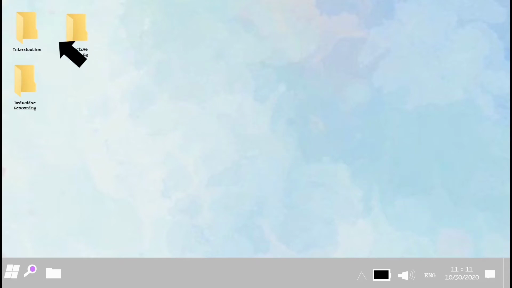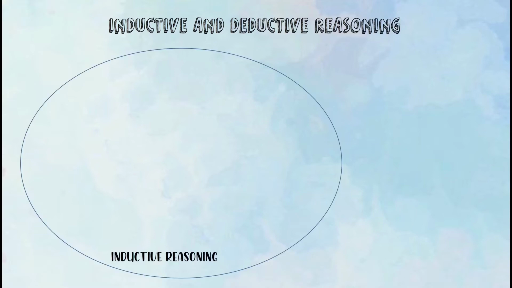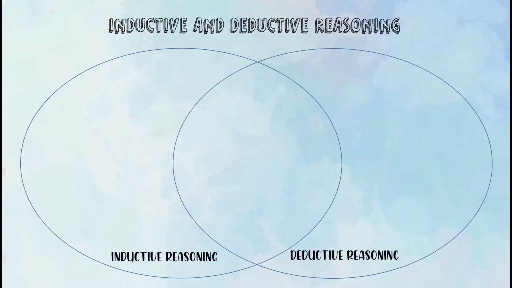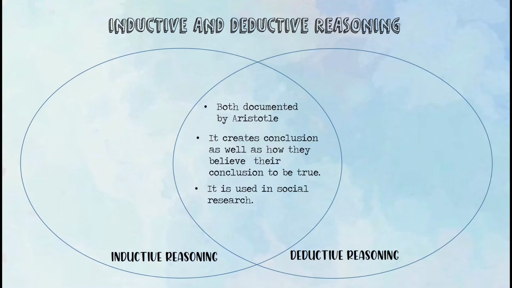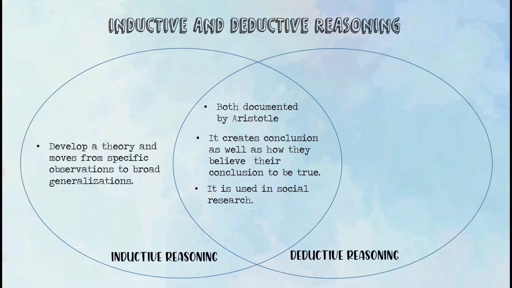Inductive and deductive reasoning. Here's a Venn diagram to explain the similarities and differences of both reasoning. It creates conclusions as well as how they believe their conclusions to be true.